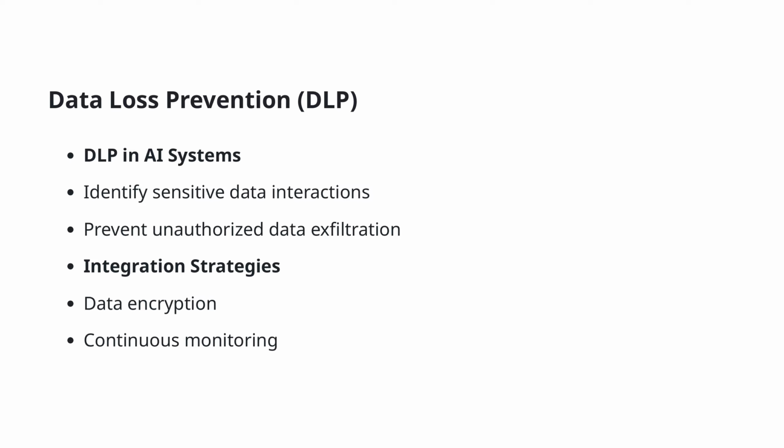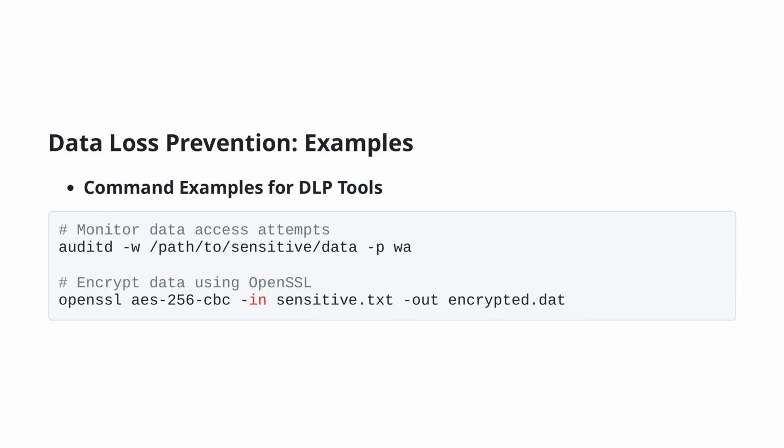Secondly, continuous monitoring plays a vital role. By continuously monitoring data access and usage, we can quickly detect and respond to potential breaches or unauthorized access attempts. This proactive approach helps in maintaining the integrity and confidentiality of sensitive data. These strategies work hand in hand to create a robust DLP framework, ensuring that AI systems handle data responsibly and securely. In this slide, we'll delve into practical examples of implementing data loss prevention, DLP, in your systems.